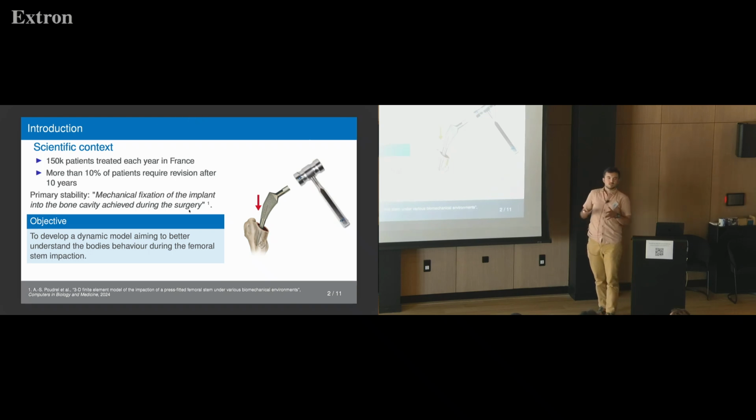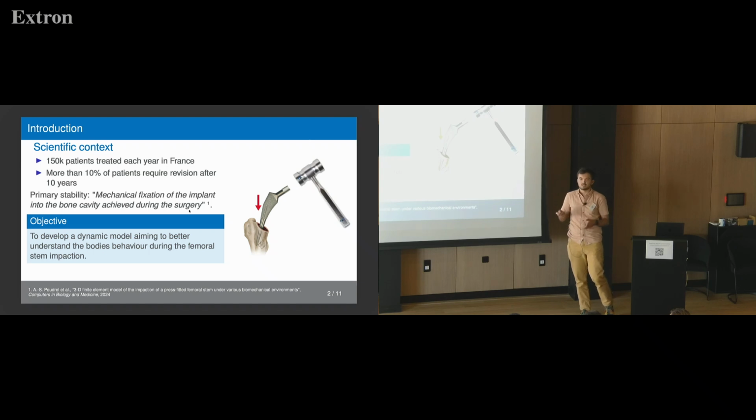Just to give the context, this kind of surgery is one of the most common surgeries in the world, as you may know. However, there is still quite a high revision rate, with more than 10% of the patients requiring a revision 10 years after their first surgery.